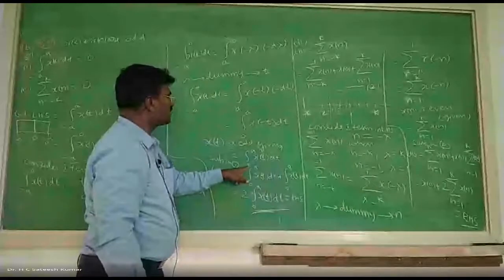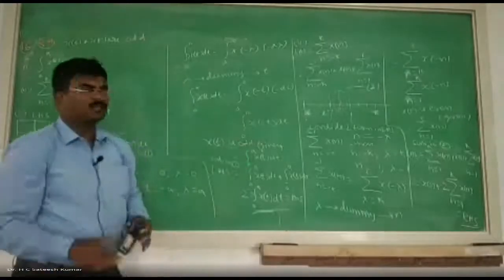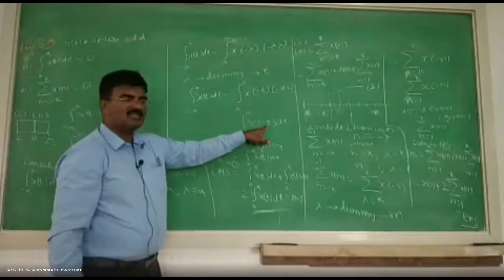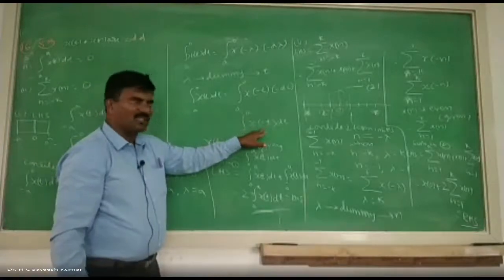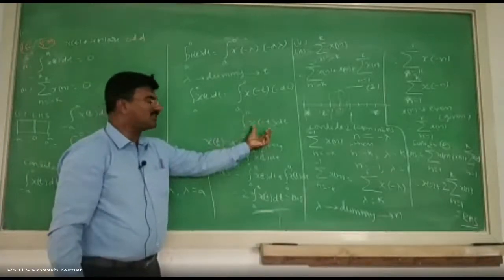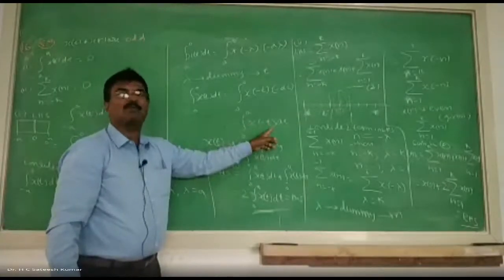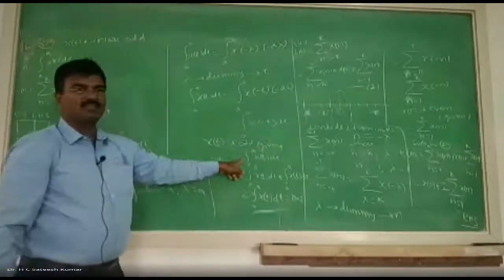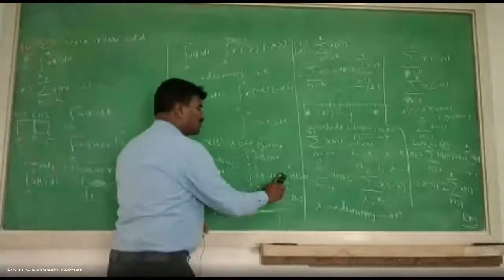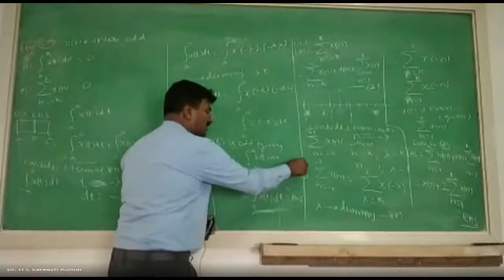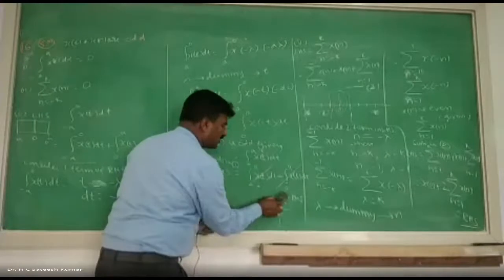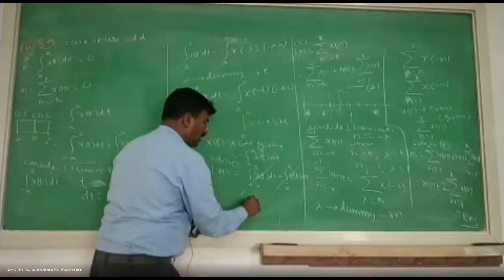That's it. See, x of t is even means x of minus t is nothing but x of t itself, we said. If x of t is odd, then x of minus t is nothing but minus x of t. Therefore, you will get the minus sign. The rest will remain the same. This will be a minus sign, and these two get cancelled. The answer is 0, which is equal to the RHS. That's it.